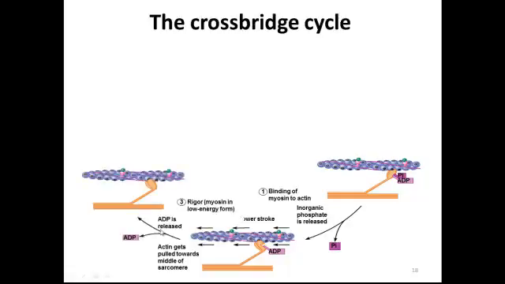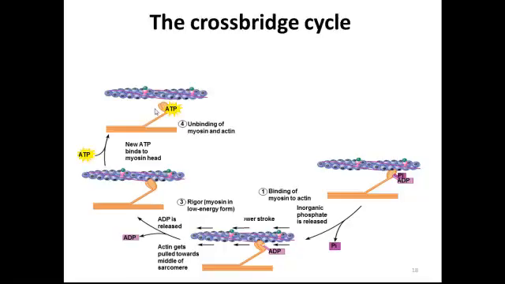Then when ADP is released, it goes to the rigor. So this is a low energy state. If a person died afterwards, the muscle becomes stiff, and that is what rigor is about.